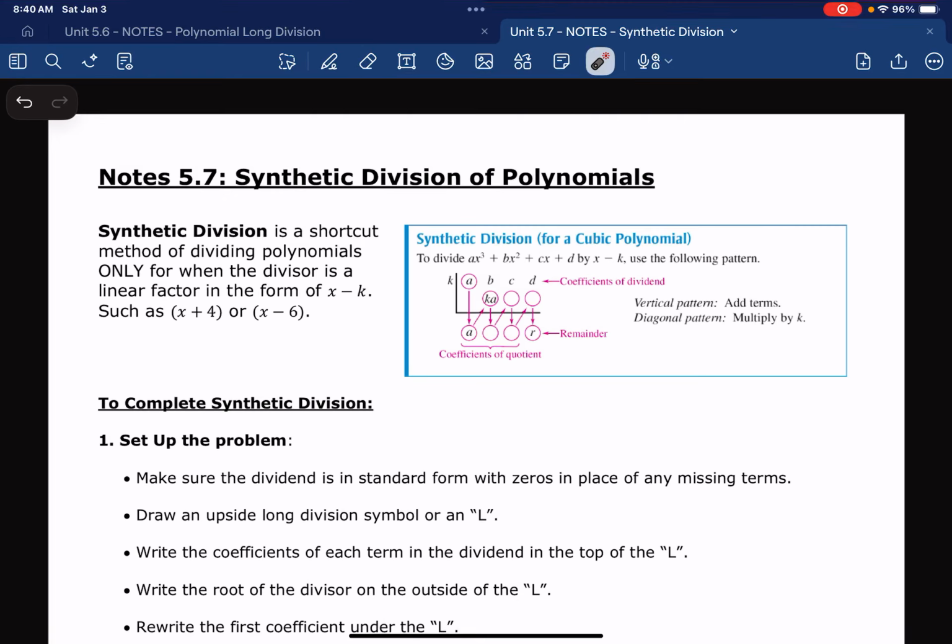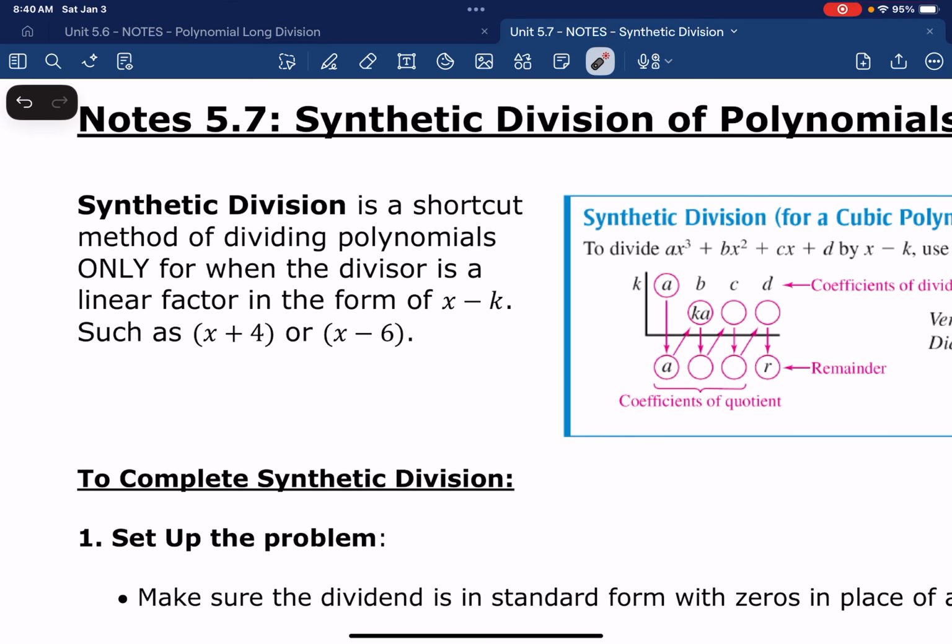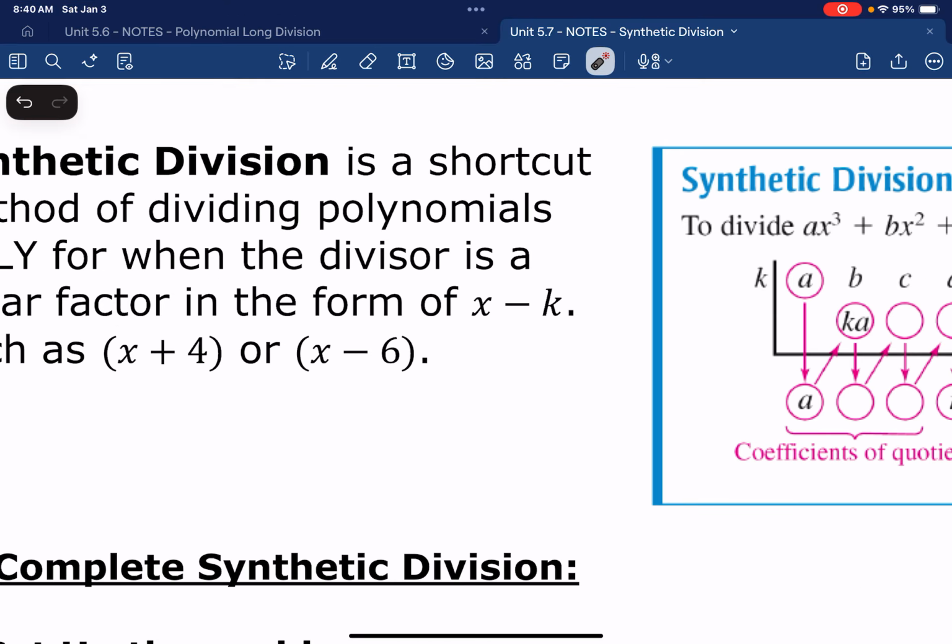All right, synthetic division of polynomials. It's a type of shortcut that we can use when we're dividing polynomials, but we can only use it when the divisor is linear, okay? When it looks like this, x minus k. K can be any numeric value, okay?